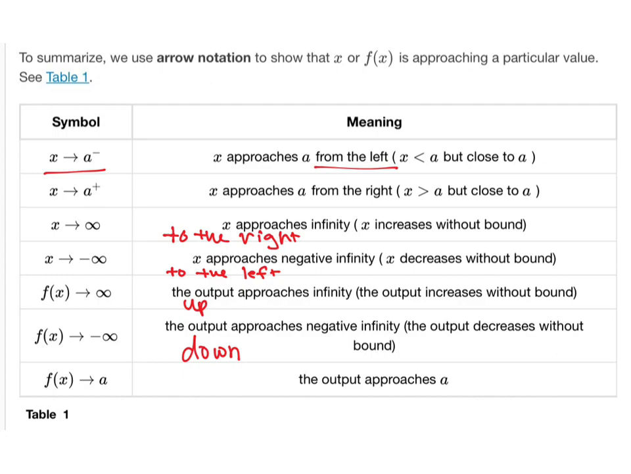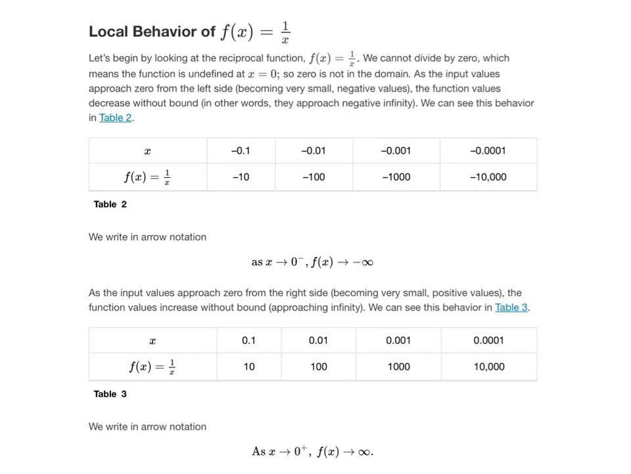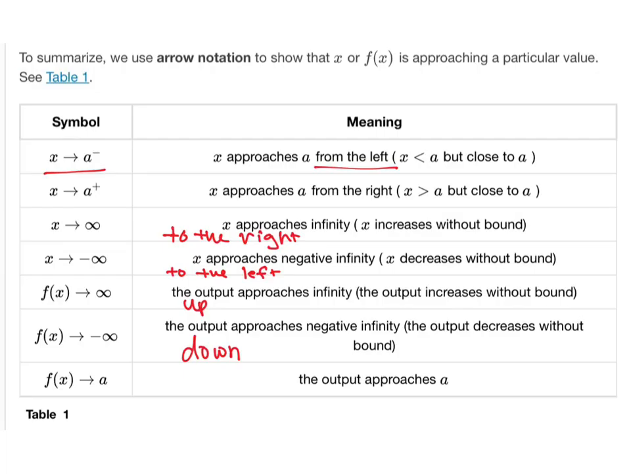Kind of understanding what these symbols mean? The only ones that ought to be confusing to you, that you've never seen before, are the little a minus and a plus. And all that tells me is from what direction am I approaching this number? Am I coming in from the left? Am I coming in from the right? Okay? Life is good?